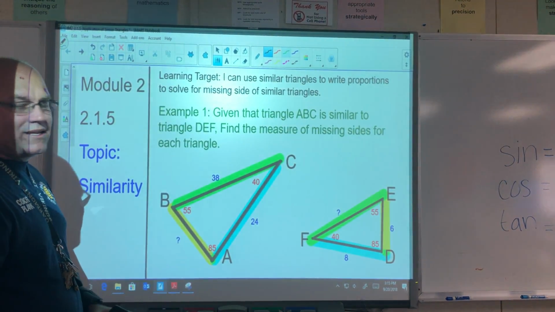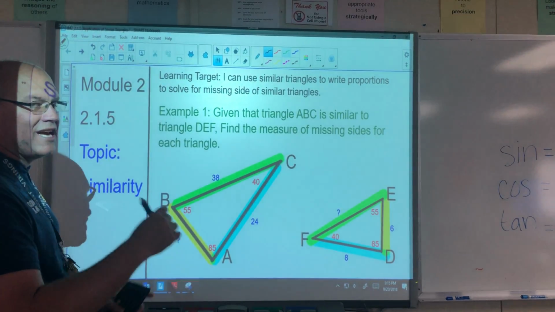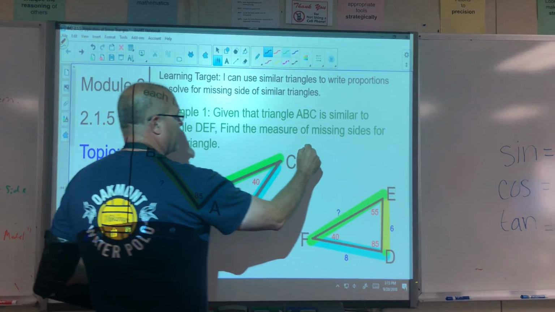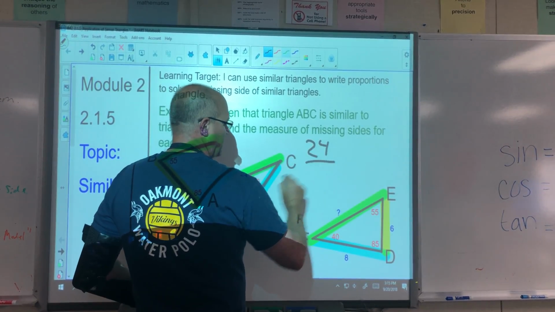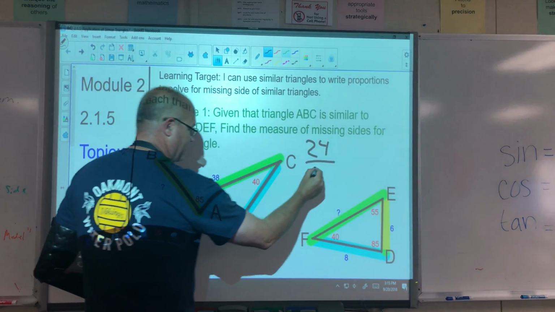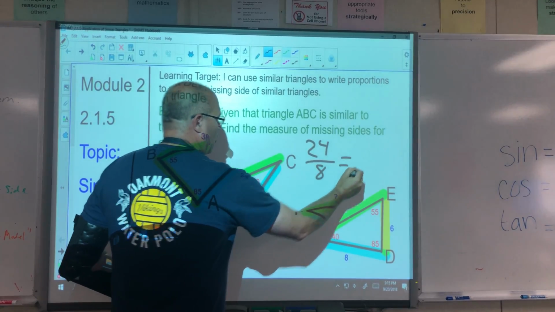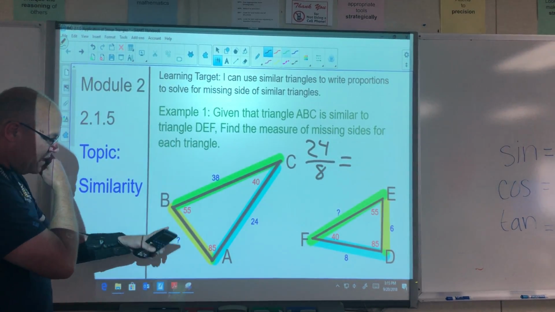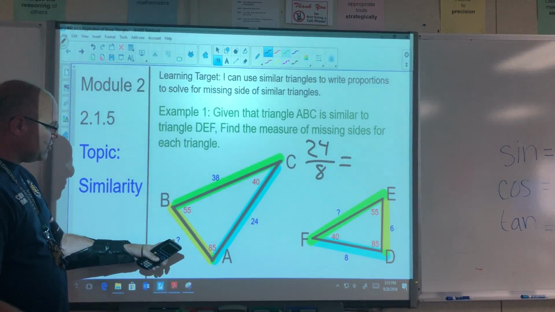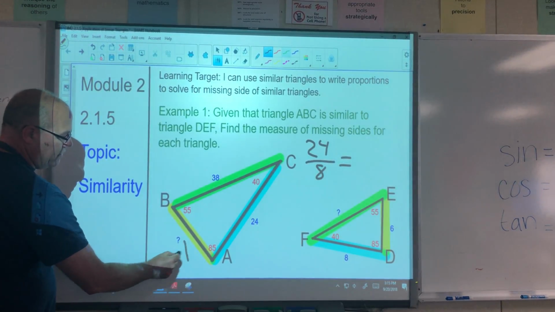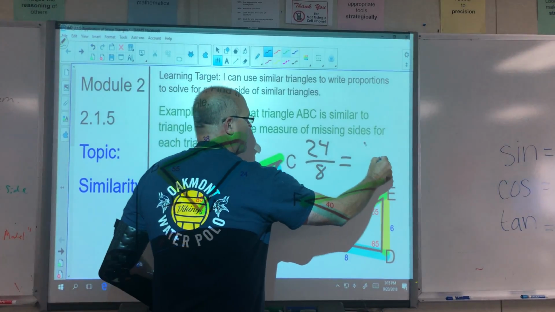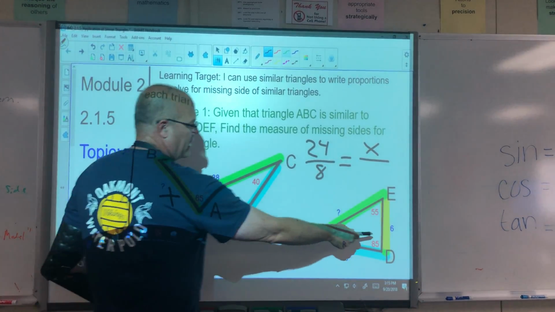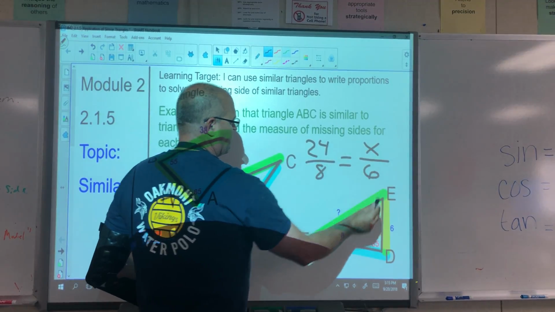We can only do one at a time, right? So when you do a proportion, you set two ratios equal to each other. So we're going to take the 24 over 8 equals, and then the side I'm trying to find here is AB. This is from the big triangle, so this is going to be my unknown. I'm going to call it X over the corresponding side here, which is 6.